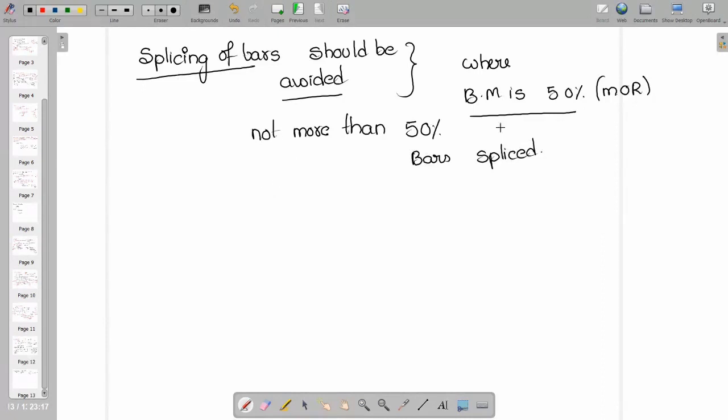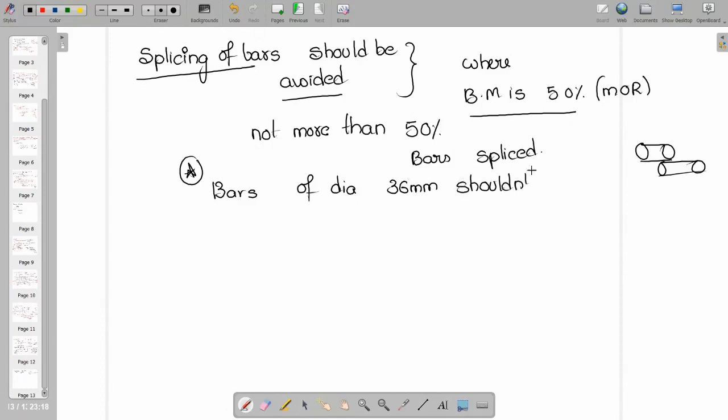Splicing means nothing but joining. Splicing of bars should be avoided where bending moment is 50% and it should not be more than 50%. And this is important now. Bars of dia 36 mm should not be spliced. They should not be spliced.